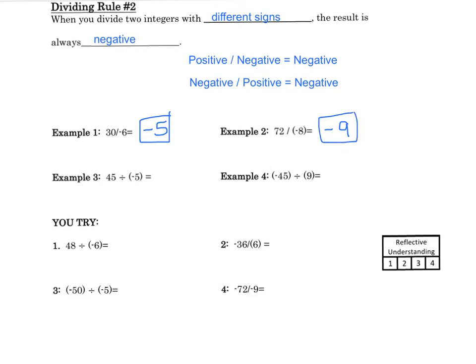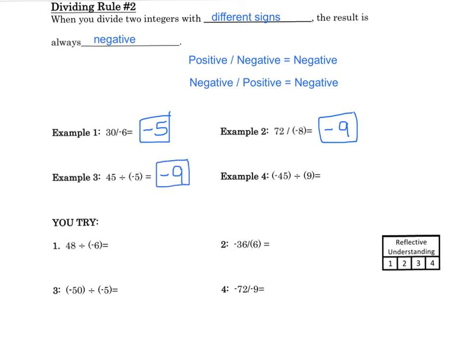Let's look at example 3. We have a positive 45 divided by a negative 5. A positive divided by a negative gives us a negative, and 45 divided by 5 gives us 9. So our answer is negative 9.